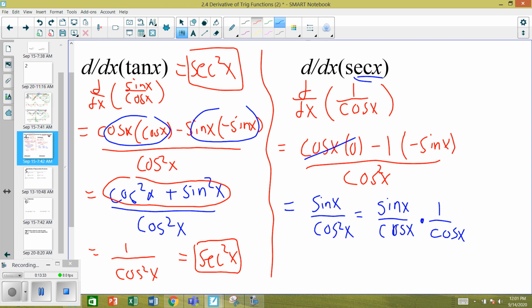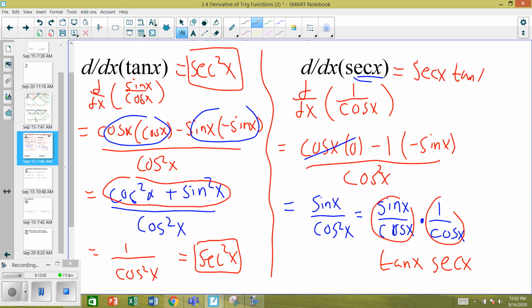And we know what each of these pieces equal, right? Sine over cosine is the same thing as tan of x, and 1 over cosine is the same thing as secant x. So that means that the derivative of secant is actually, I always write secant first, secant x tan x. So there you go. Derivative of tan is secant squared. Derivative of secant is secant tangent. Okay, good.